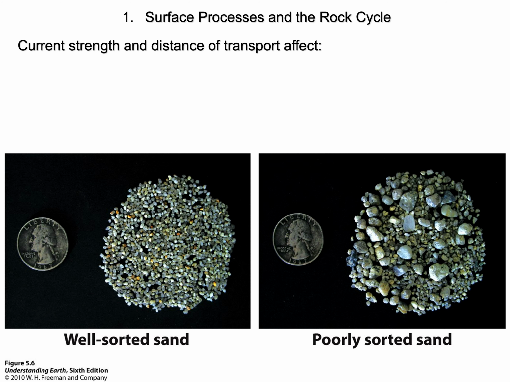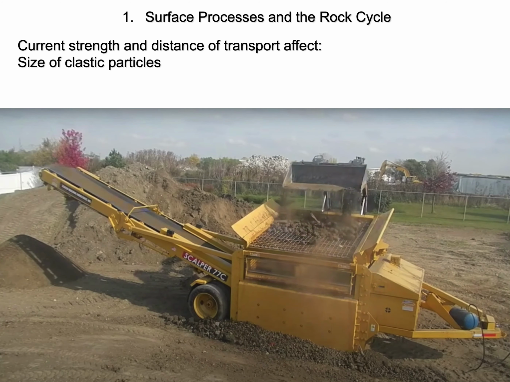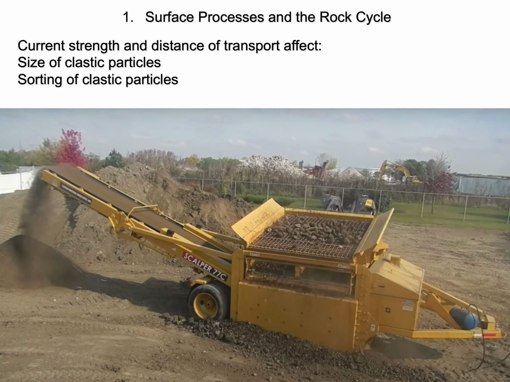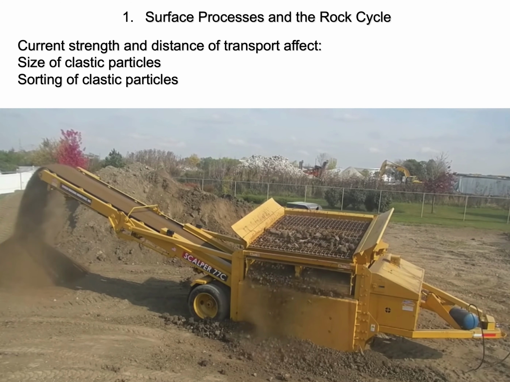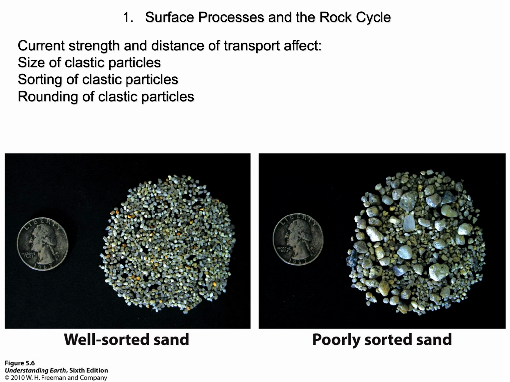When we move material, we sort the material. In this case, the current strength and distance of transport are going to affect the size of the clastic particles, how big they are. The greater the distance, the smaller the particle at the other end of the process. These particles are going to be sorted based on size and density as they move, and they're going to be rounded based on their hardness as they move.